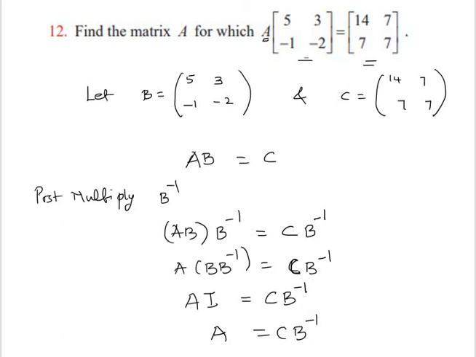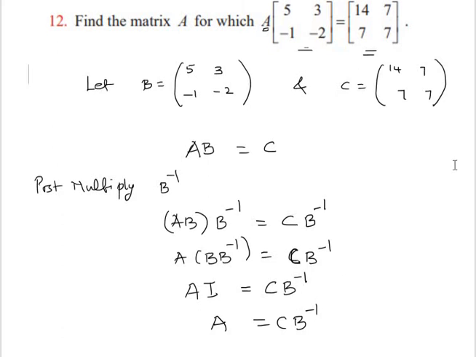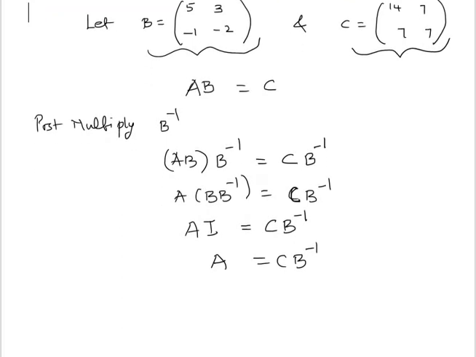Therefore, A equals C into B inverse. What is C? C I have taken as the right hand side matrix. And B I know. Therefore, I have to find B inverse and multiply with this one. So first you find B inverse and then go for this. Understood? To find B inverse, I have to find the determinant of B. The determinant of B is 5 into 3, minus of minus 1 into minus 2. That is equal to 15... minus 10, minus of minus 3, that becomes plus 3. That is equal to minus 7.